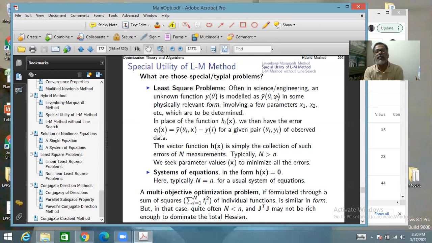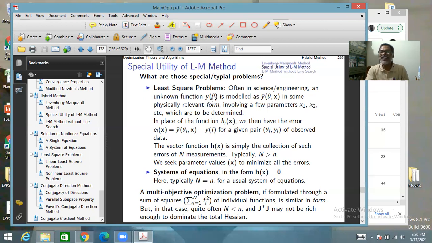Derivative with respect to theta you will not need. Derivative with respect to x's you will need. These x variables you want to determine. Once you determine them, you would know the function completely. So, in the preceding discussion, wherever we had h1x, h2x, etc., now we will put the errors.